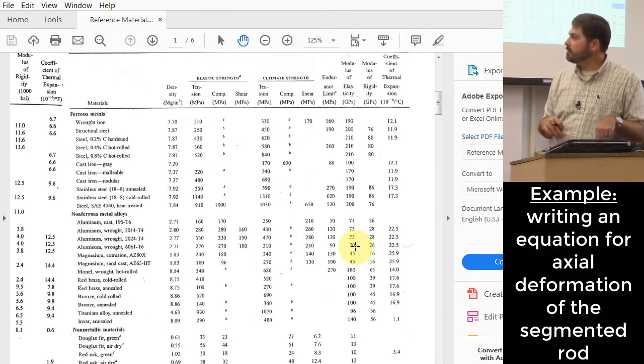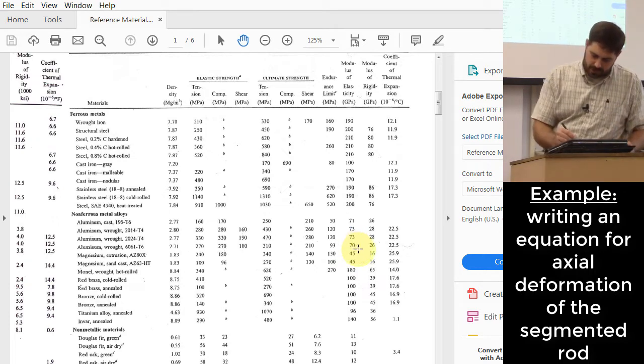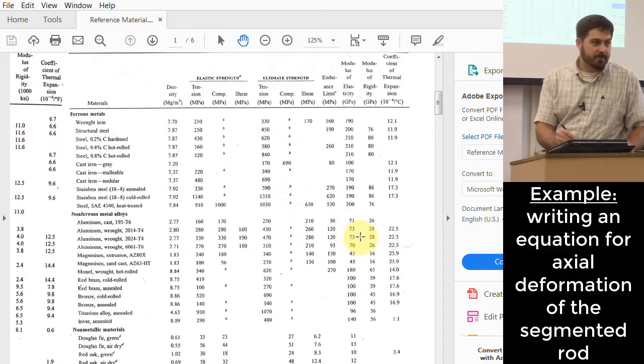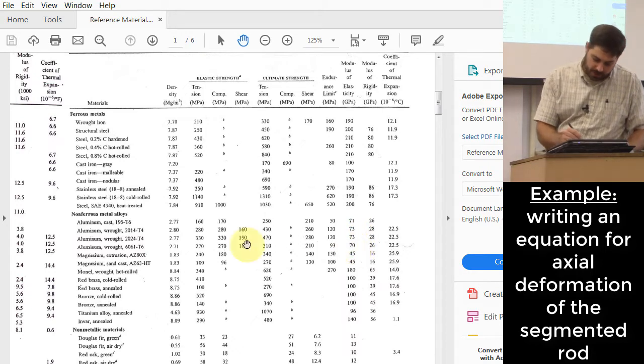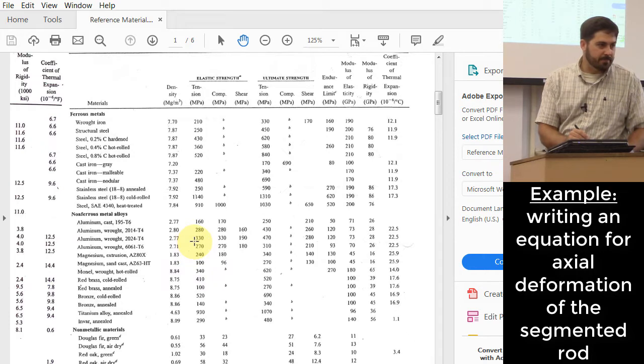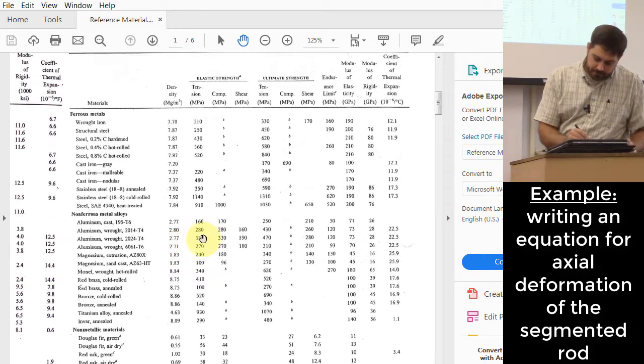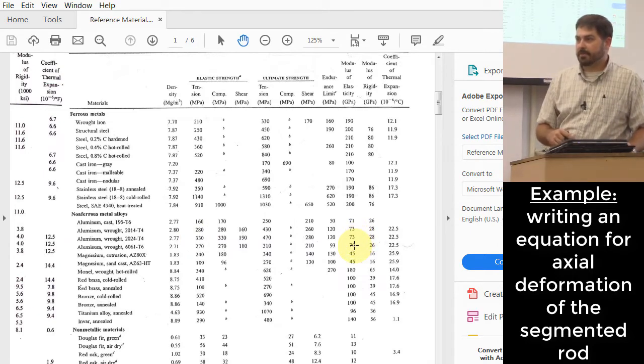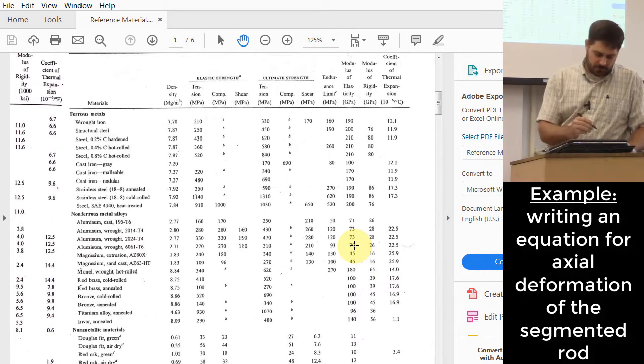The weakest one? Okay, how would we know which one's the weakest? Remember, this doesn't have anything to do with weak or strong. This has to do with stiff or less stiff. Over here is where you would deal with what is stronger. So which is the strongest kind of aluminum? Elastic strength looks to me like it's saying that your 2024 T4 might be one of your stronger aluminum preparations. Anyway, why don't we use 73? So 73 GPa.